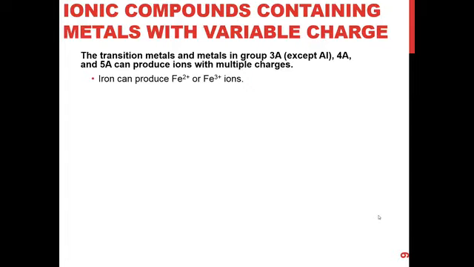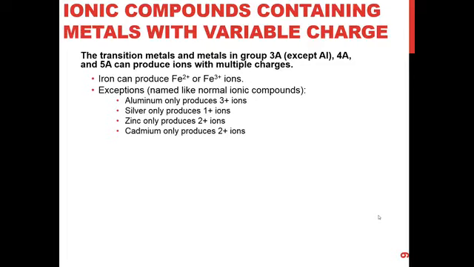For example, iron can produce Fe2+ ions or Fe3+ ions. This adds a complication when naming compounds. Now, before we talk about that complication, it is worth noting that there are a few exceptions. Notably, in group 3A, aluminum, as we've already discussed, always forms 3+ ions. And within the transition metals, silver, Ag, only produces 1+ ions. Zinc, Zn, only produces 2+ ions. And cadmium, Cd, only produces 2+ ions.